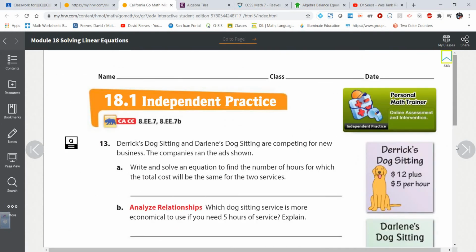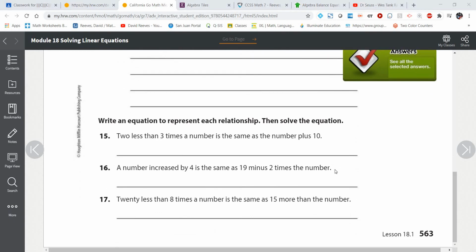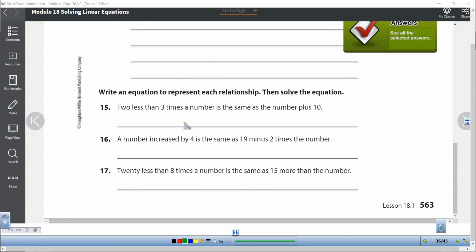All right. Okay, I think I'm going to stop. Actually, let me do a couple of these ones that just have the numbers. All right. And then we'll be done. All right, 2 less than 3 times the number is the same as the number plus 10. All right, so I'm going to use the variable n. Now remember, less than tells you to subtract from. So this is not 2 minus 3n. This is going to be 3n minus 2 is equal to that number plus 10.